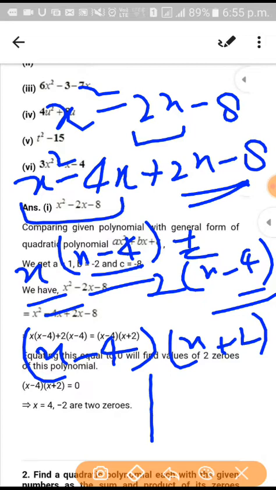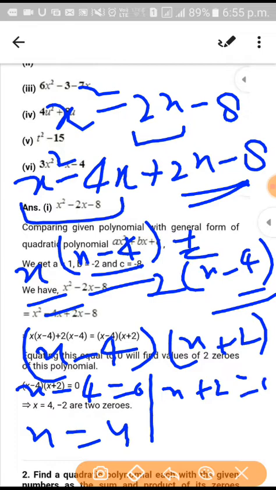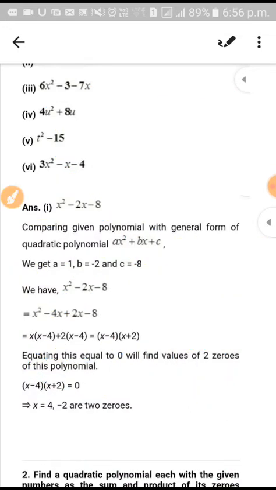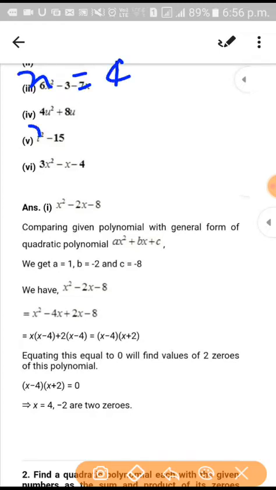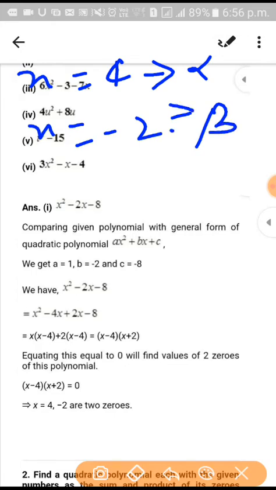To find the zeros we can write x minus 4 equals 0, so x is 4, and when x plus 2 equals 0, x equals minus 2. So we have two zeros, one is 4 and the other is minus 2. Let us take this one as alpha and this one as beta. These are the two zeros of the quadratic polynomial.